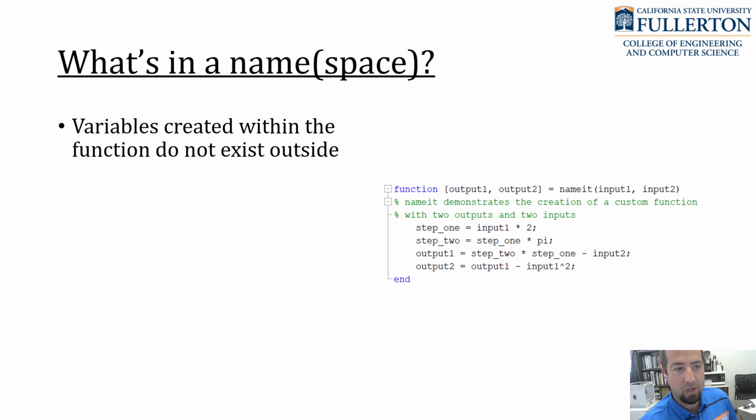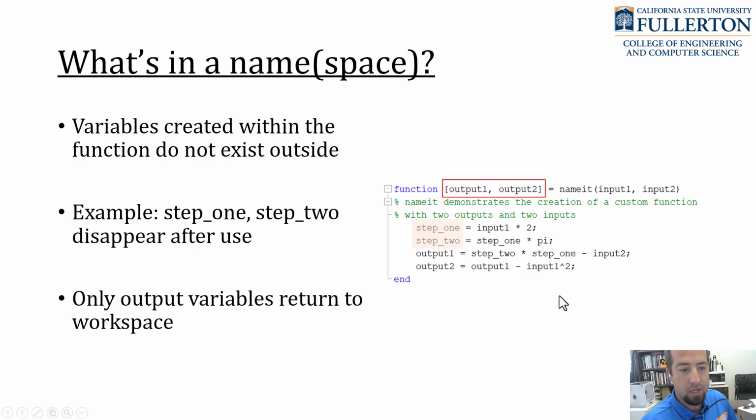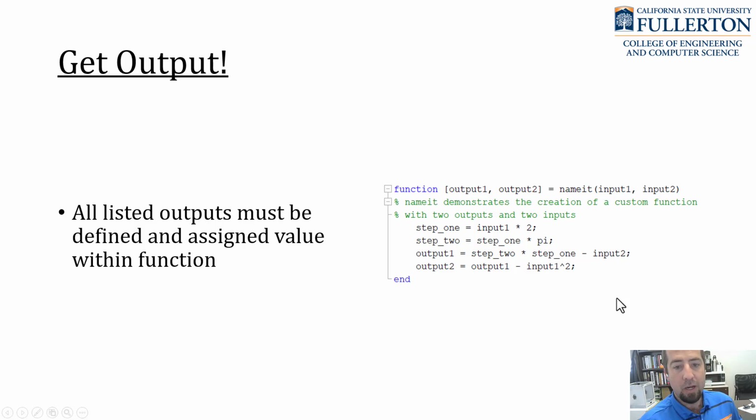Now, what's going on inside the function? An important thing to note, variables created in the body of the function don't exist afterward. So for example, in this nameIt function, step 1 and step 2 do not exist after the function is done operating. The only things that go back to the code happening outside the function are those listed as outputs to the function, in this case, output 1 and output 2. And during the operation of the function, you must define what those outputs are going to be based on the names they are given in that first line.